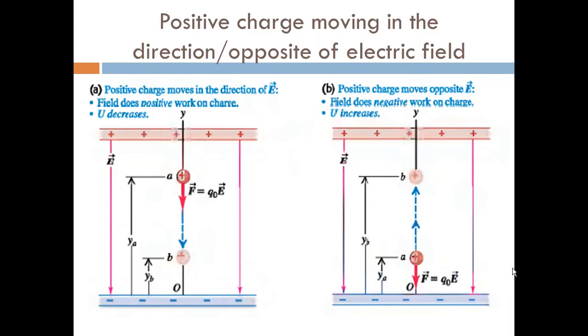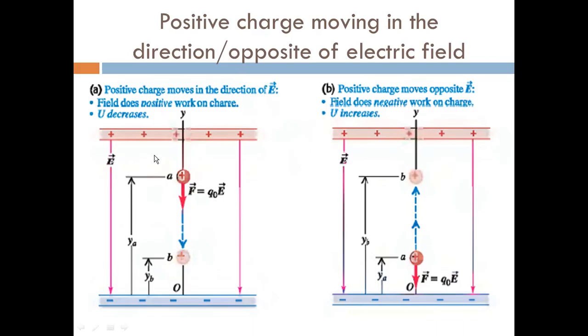Let's go over again the discussion on work and the corresponding increase or decrease in the potential energy and the associated electric potential. A positive charge moving in the direction of or opposite to the electric field. Our test charge is our proton. The positive charge moves in the direction of the electric field. It is said here that the field does positive work on the charge and the corresponding potential energy decreases. So again, let's go over this in detail.